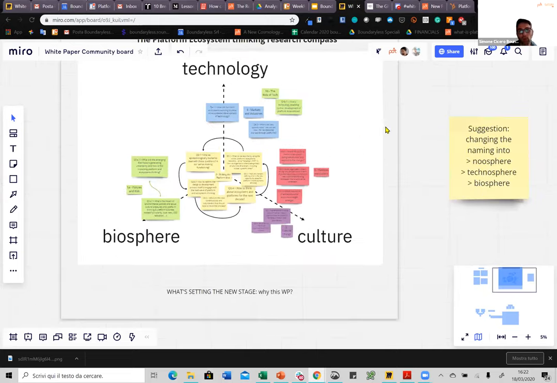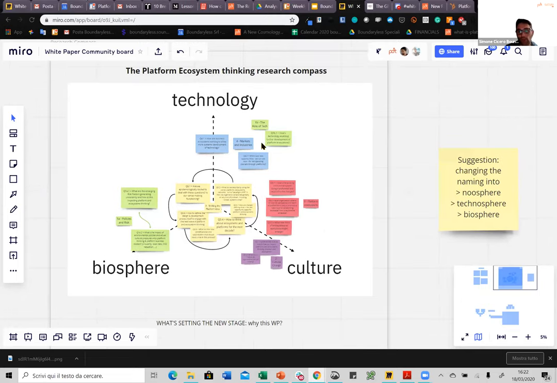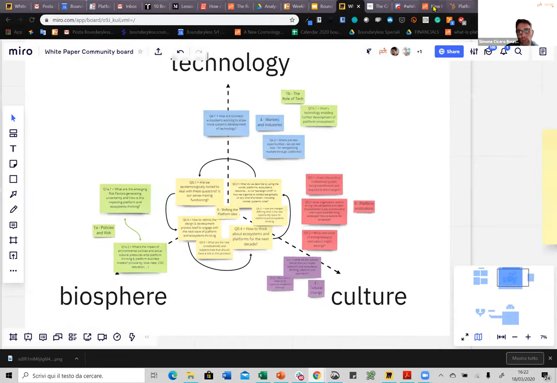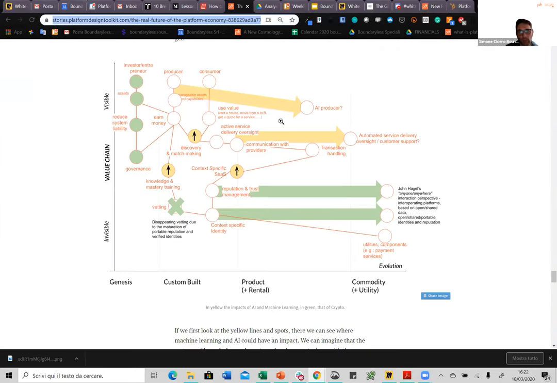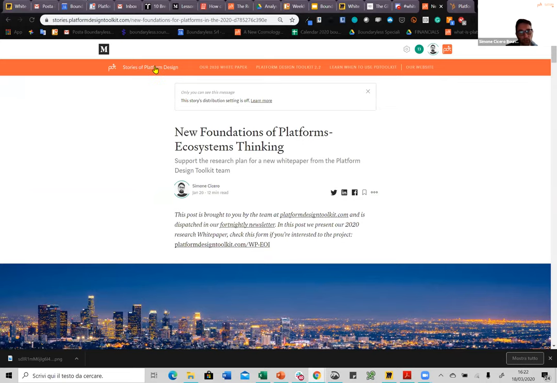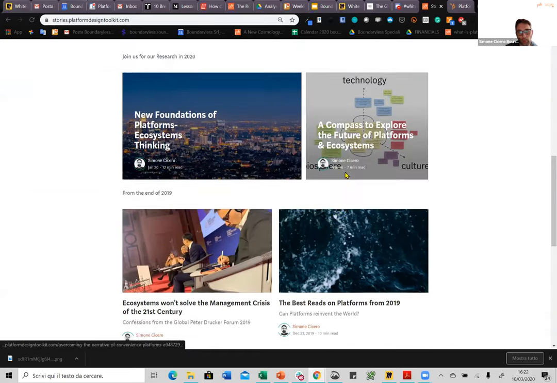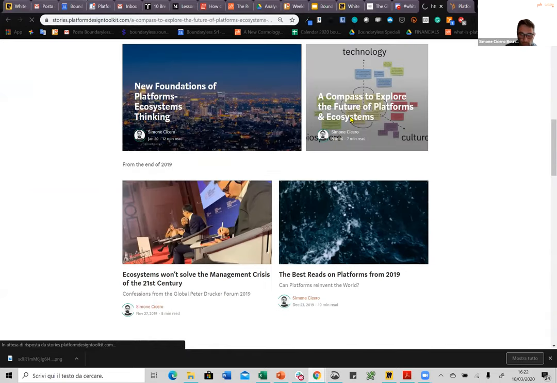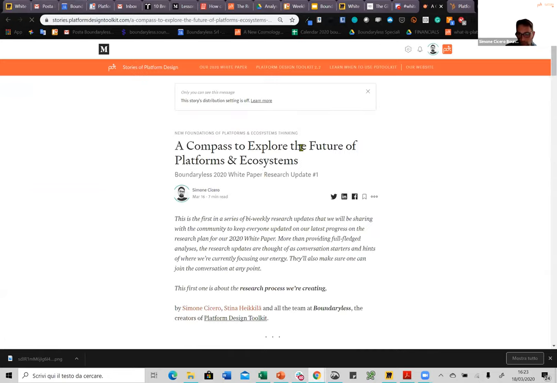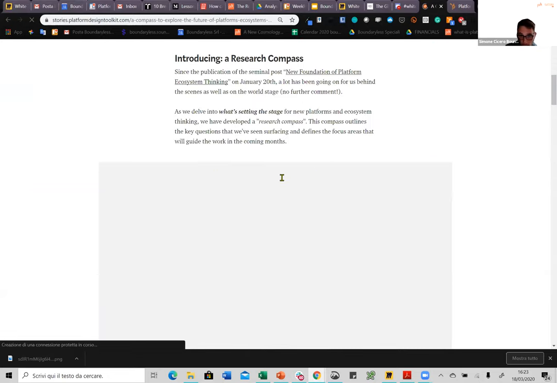Okay, so I will go. Again, if you want to speak or ask something, don't worry too much about interrupting me, and maybe you can raise your hand. That would be also interesting, and then we can leave you the floor. In terms of the research compass, as I said, it is thoroughly described in this blog post. I think you should read this if you want to have a more complete understanding.